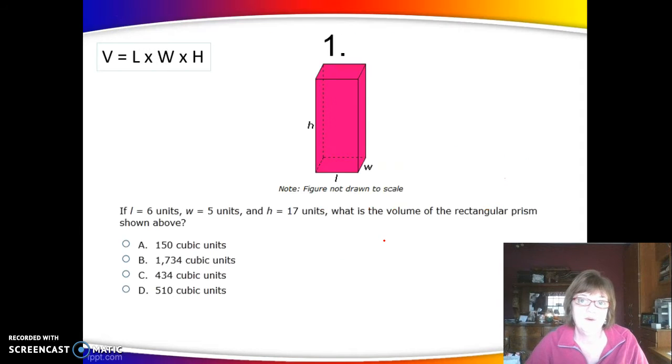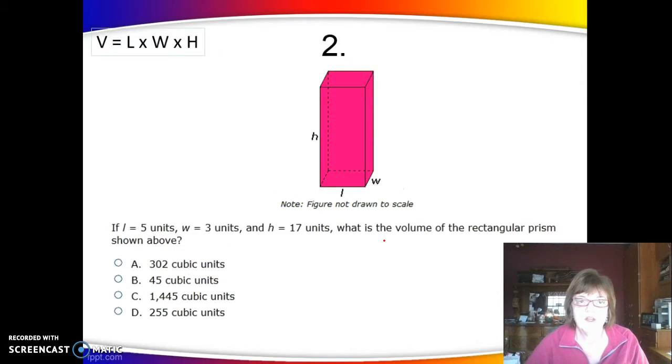Are you ready for your own? Here you go. Try this one out and tell me what you get. Okay, another one for you. I know you can do this. It's not hard.